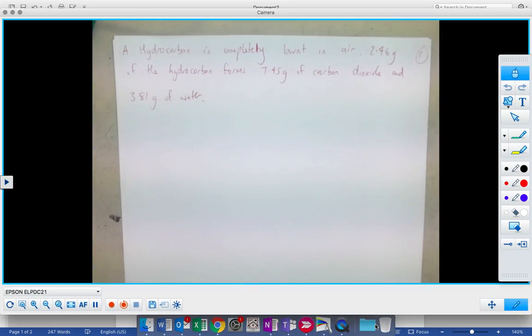So here is a question. A hydrocarbon is completely burnt in air. 2.46 grams of the hydrocarbon forms 7.45 grams of carbon dioxide and 3.81 grams of water. So let's go work that out.